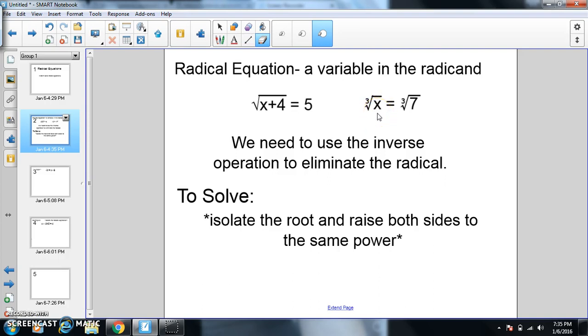So what we're going to need to do is, just like when we were solving linear equations, use the inverse operation to eliminate a radical. And the inverse operation of a radical is to raise that term to the same power. So what we're going to use to solve these types of equations is isolate the root. So we want whatever root it is on one side of the equation, and then we are going to raise both sides of the equation to that same power. So whatever our index is, we're going to raise both sides of our equation to that power.